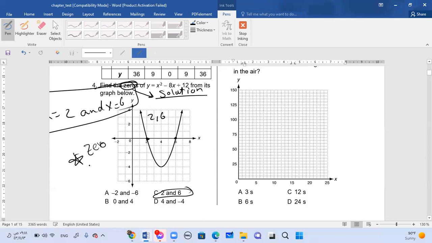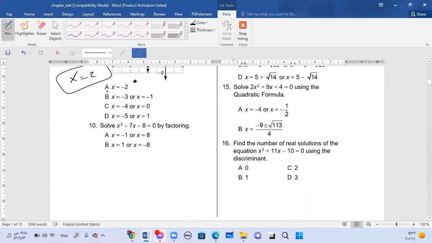Zero of the function or solution of the function. It's the same meaning. What is the meaning of zero of the function or solution of this function? The graph intersects with the x-axis in which point?